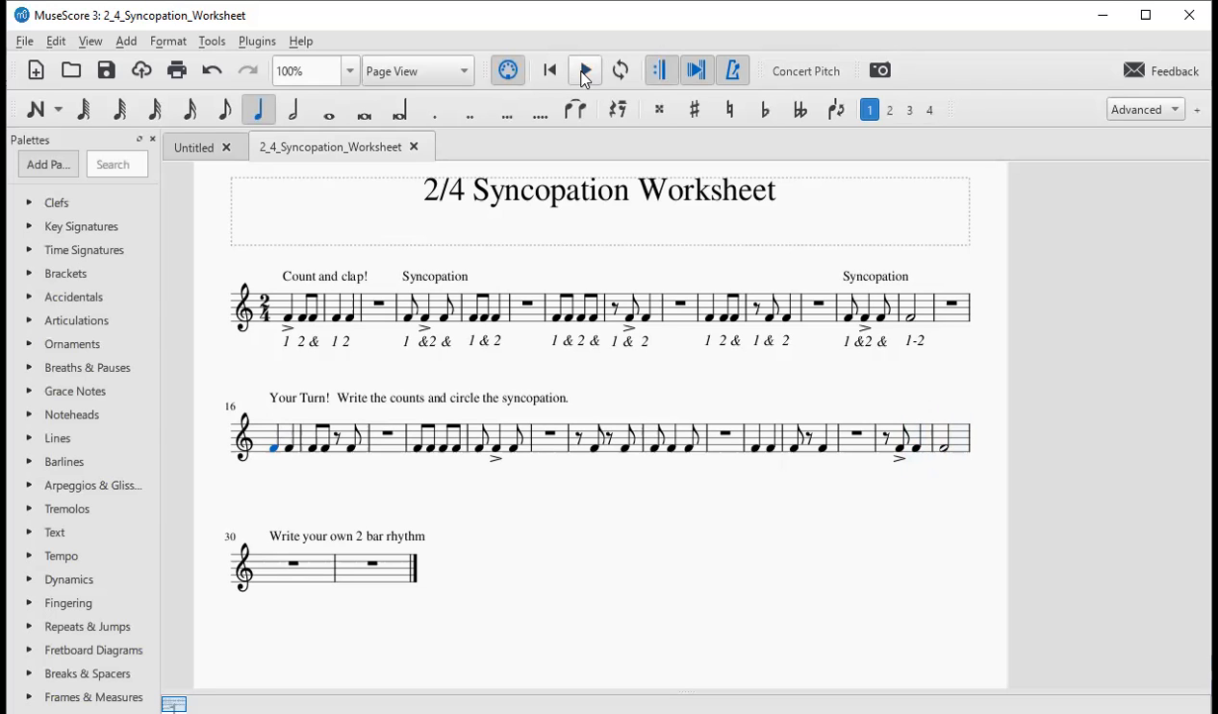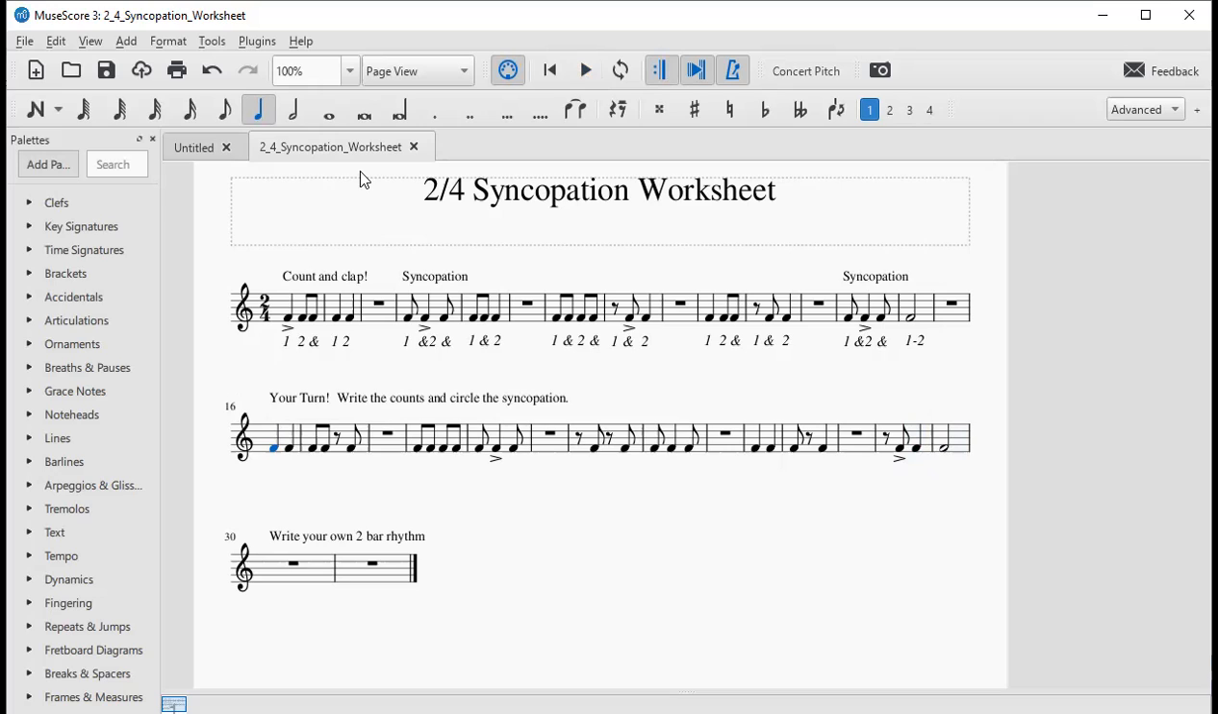Okay, so let's recap a little bit. 2/4 means two beats in a measure. 4 means the quarter note gets the beat. That means that there are no 3s or 4s in your counting ever in 2/4.